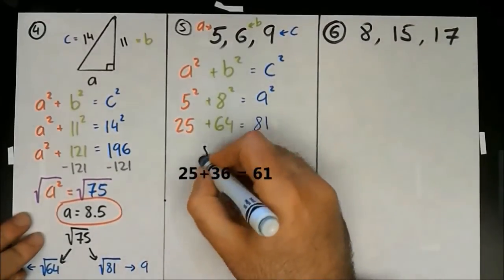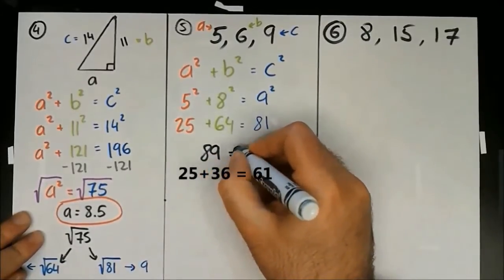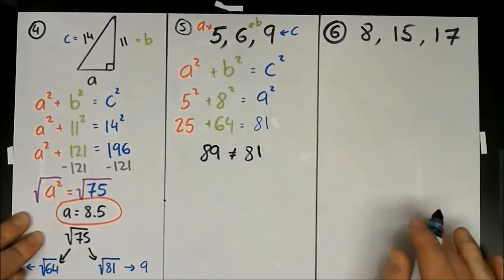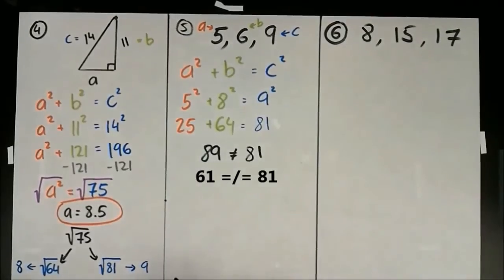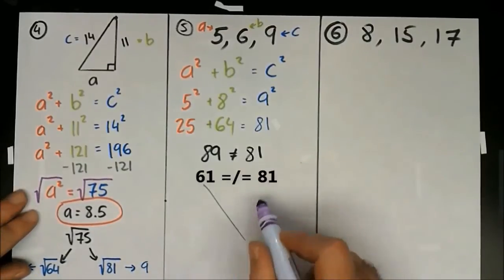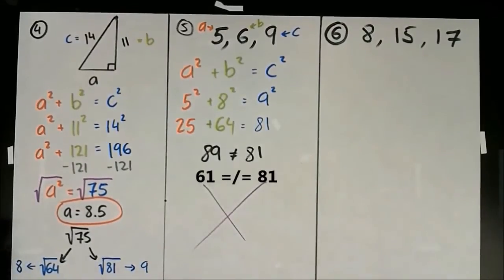So 89 does not equal 81. They're not the same. Quite obvious there. So this is not a right triangle. Does not pass the Pythagorean theorem. So nope. Questions on 5?